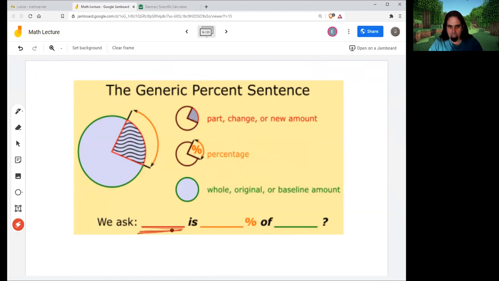There's a red blank, and that's the part, the change, the new amount. There's the percent, which is expressing the same thing, but as a percent. How much of the whole circle? How much out of 100 is this? And then at the end is the whole thing, our baseline for comparison, our original amount, something like that. So if that helps you, then great.